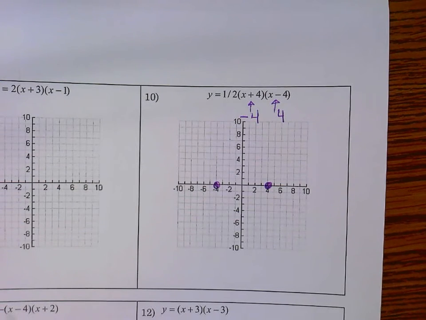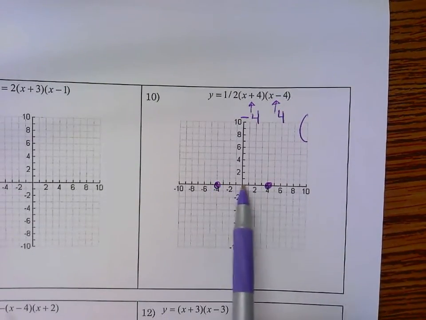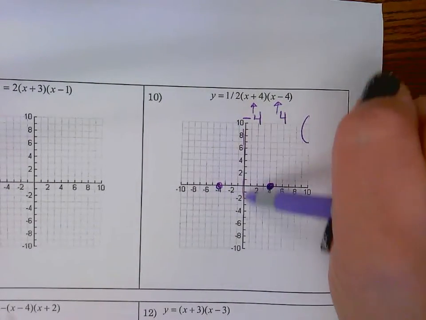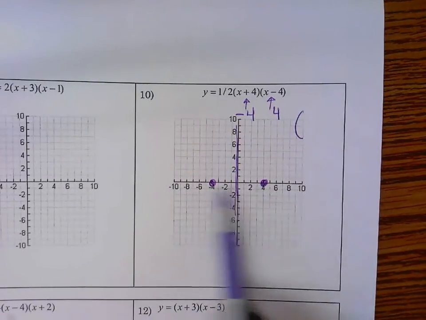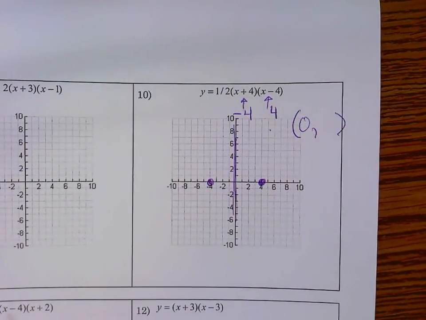You plot those first. Then you have to find your vertex. Your vertex is located on the line of symmetry, so that's halfway between your 2 x-intercepts. So in this case, x has to be 0. That's halfway in between. How do I find my y value if I have an x value?